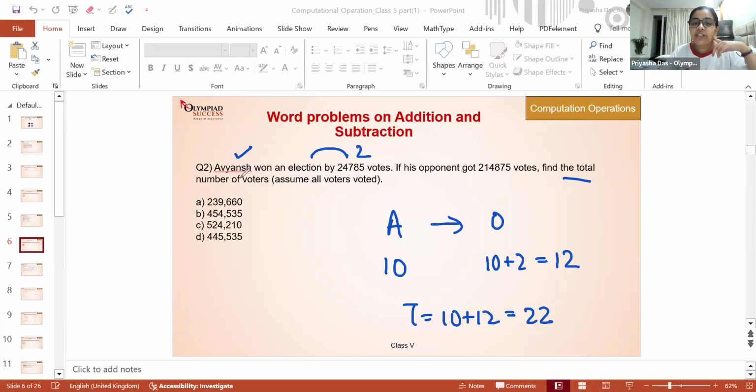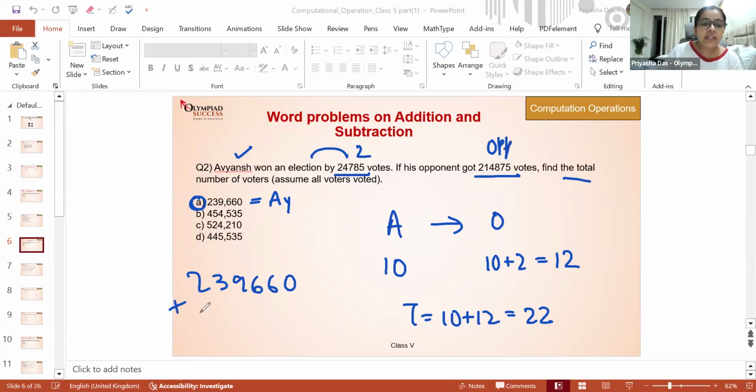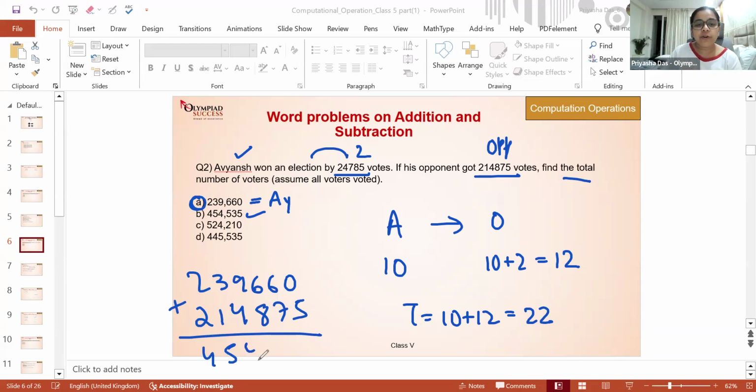So here in Avyansh's case, what we will do? You will add this number with this number. And that's how you got option A, right? But this option A was only Avyansh's score, not the total score. The total score is Avyansh's score, this number 239660, plus the opponent's score, that is 214875. So when you add these two numbers, you get option B, 454535. Got it?